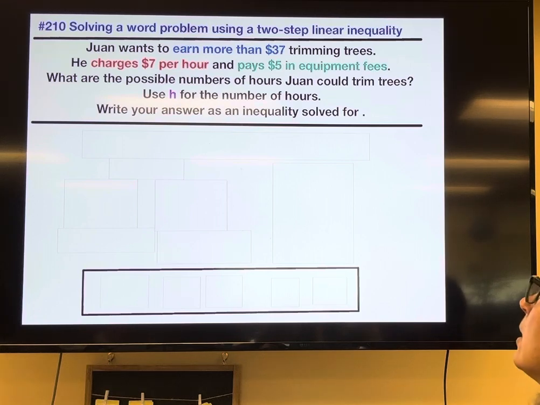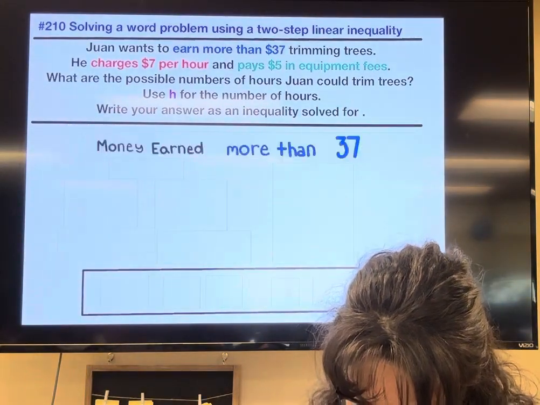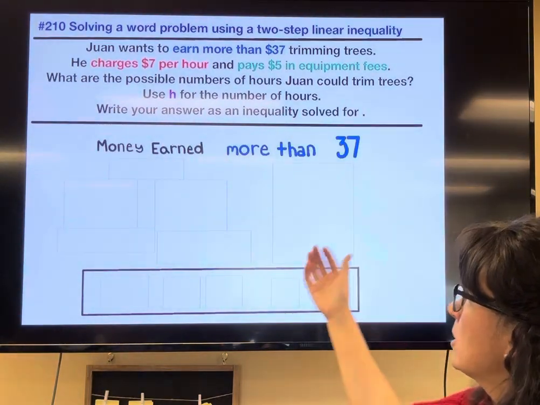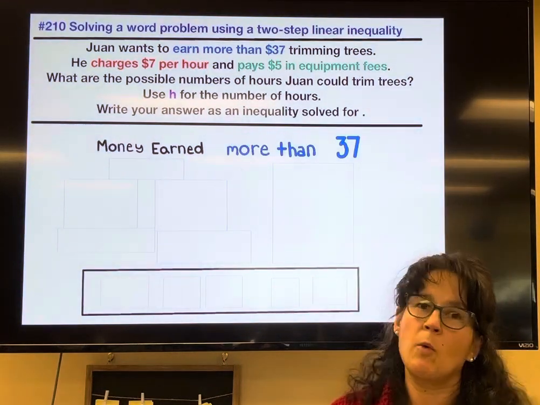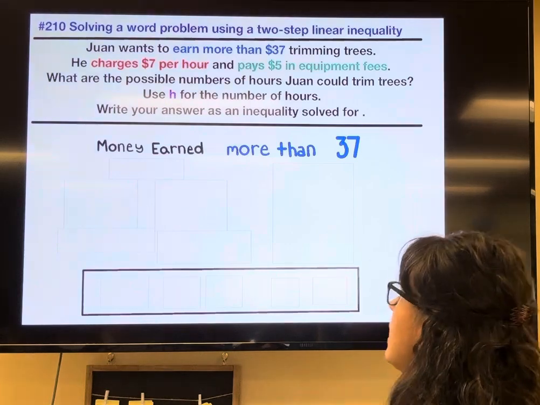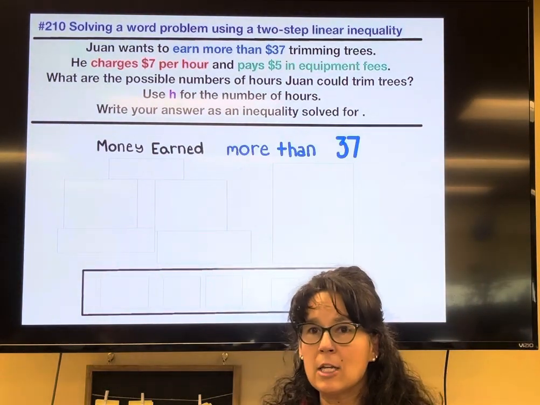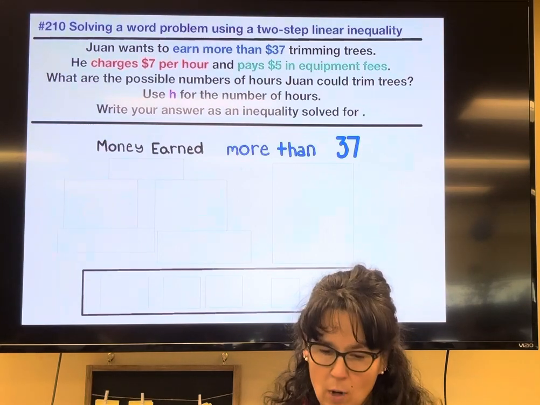Okay, so let's think about, first off, just the important information is we're making some money and we want to make it more than $37. So if we make it more than $37, what's contributing to how much money you walk away with?